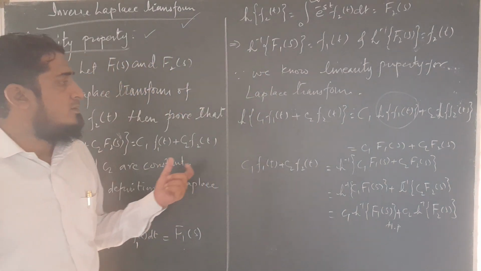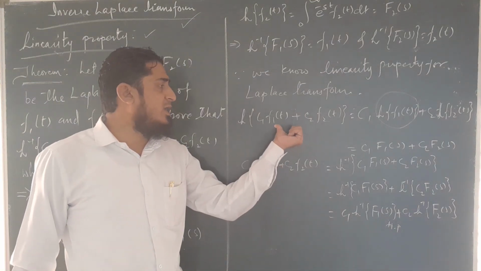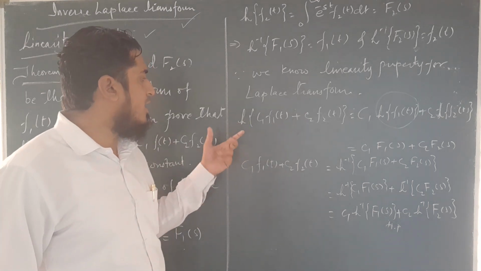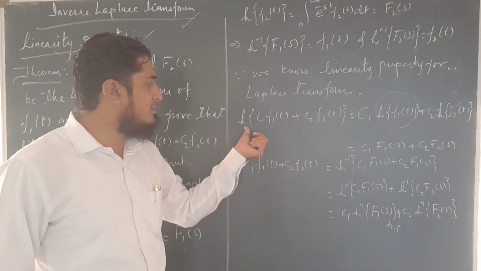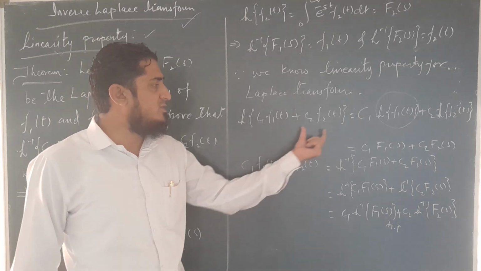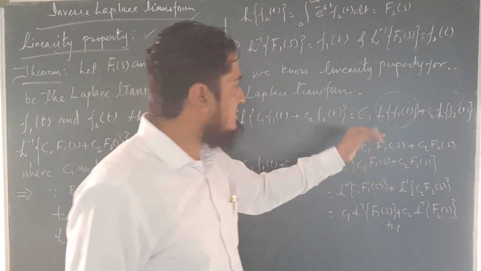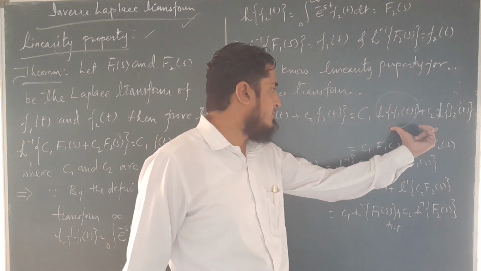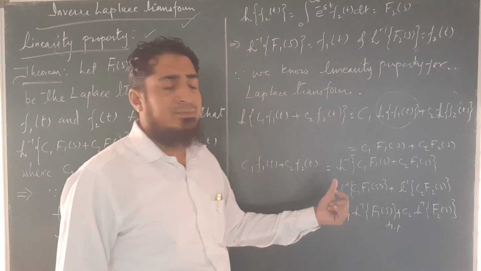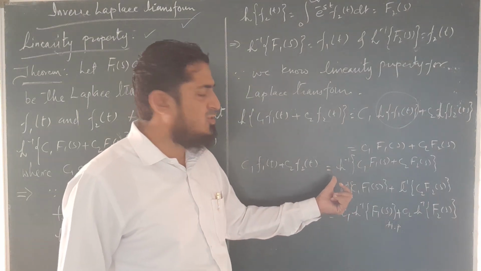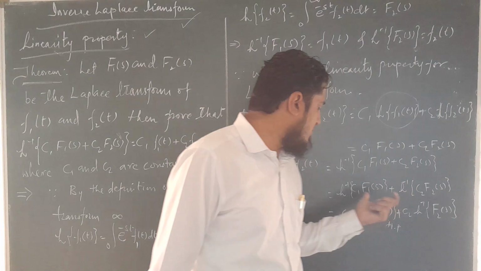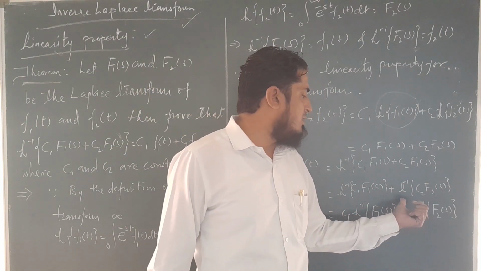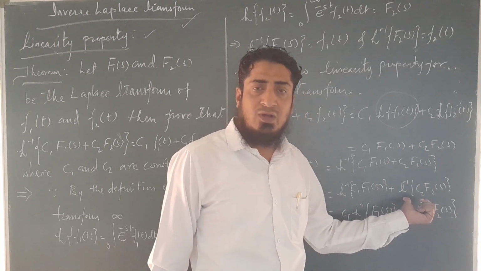And to this equation we have applied the inverse Laplace transform operator, by which we have cancelled the inverse Laplace and Laplace transform. We have c1 f1(t) plus c2 f2(t), and next we will get the inverse Laplace transform of all these. Correct? Since the inverse Laplace transform operator distributes over addition and subtraction, we have inverse Laplace transform of c1 F1(s) plus inverse Laplace transform of c2 F2(s).